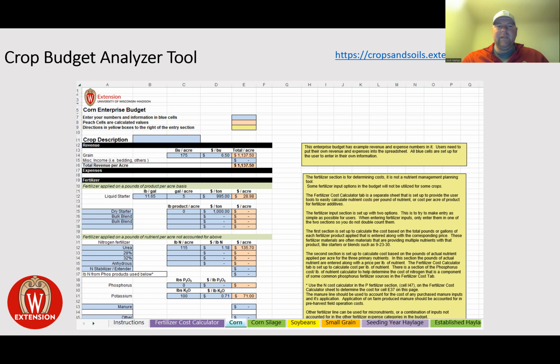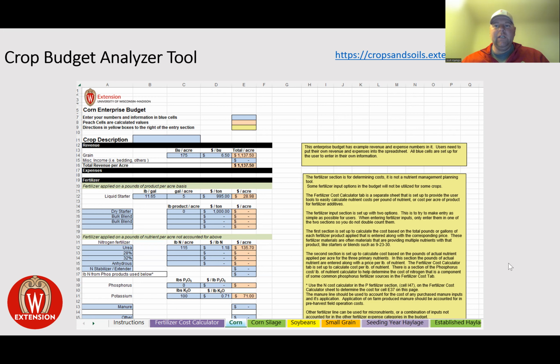But we were just finishing up talking about the crop budget analyzer tool and how this can be used to help determine the opportunity and profitability for all different types of crop production. Kind of focusing on grain with this talk, but there are other tabs on the bottom to help with the other crops that we may want to grow as well.